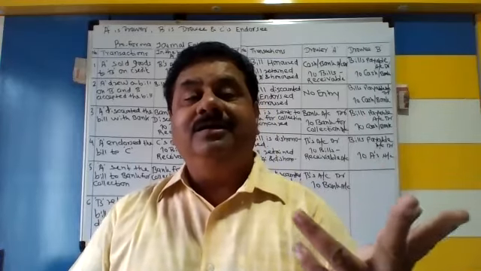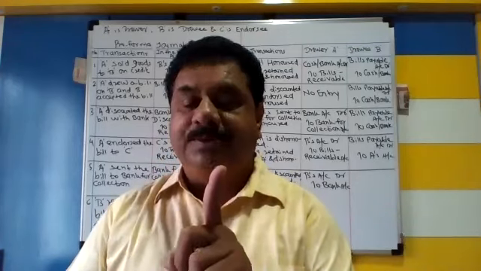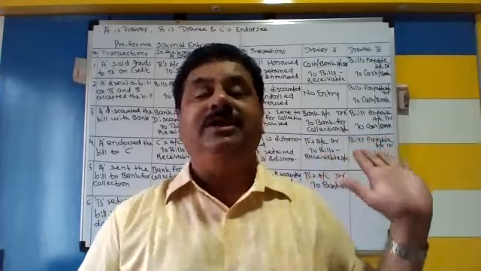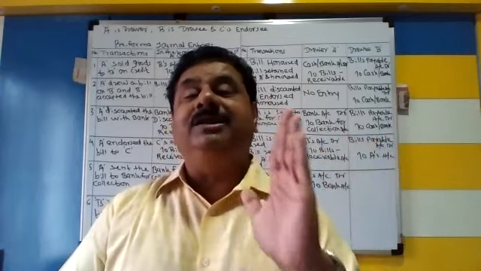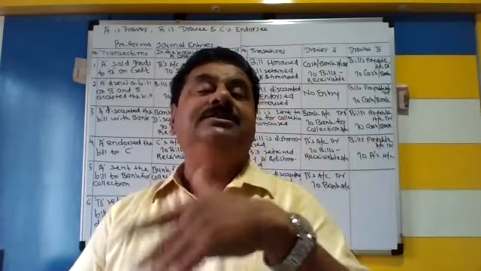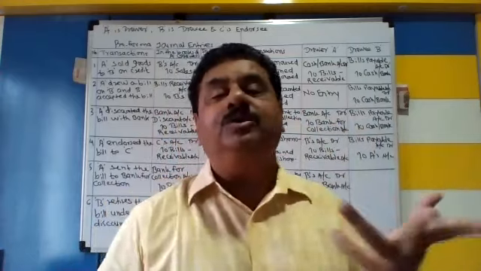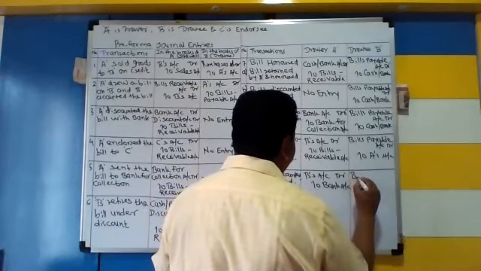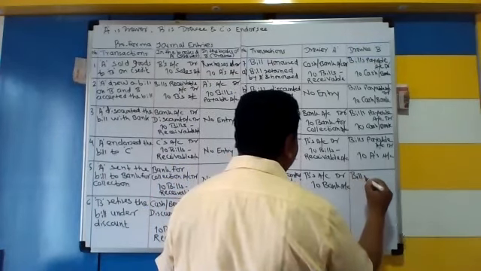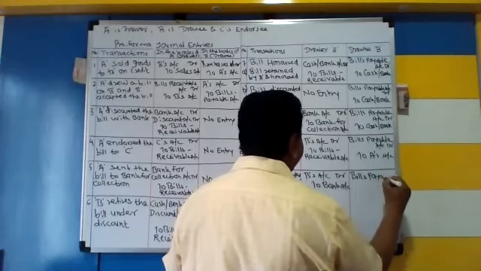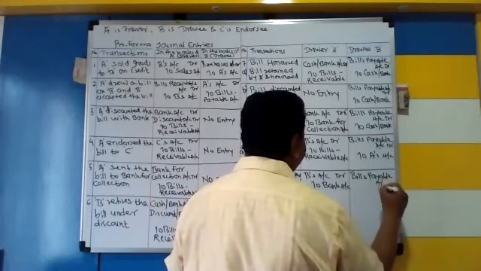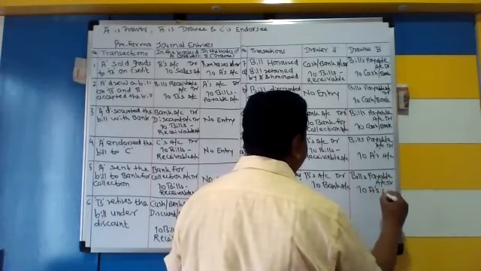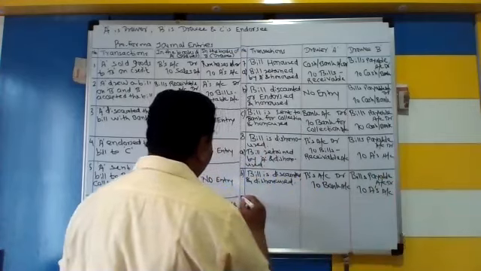What will the bank do? The bank will first try to recover the money from B. If not, then it will recover from us. So either the bank will recover from the drawee, and if the drawee is not available, then from the drawer. The bank wants its money, right? It's a loan. Here the entry is the same. Bills payable account debit to A's account.